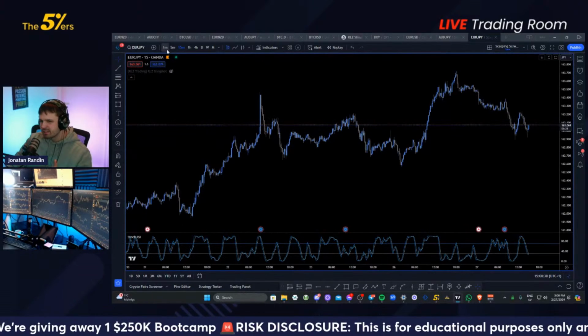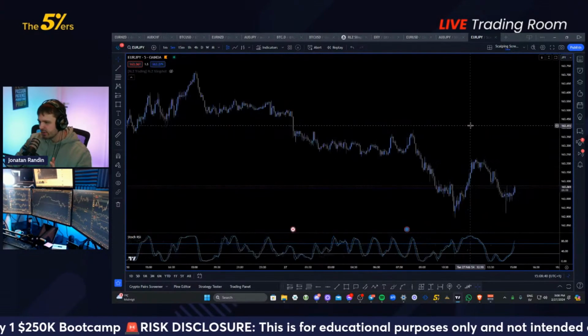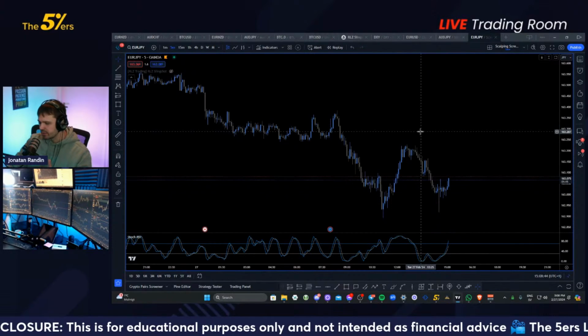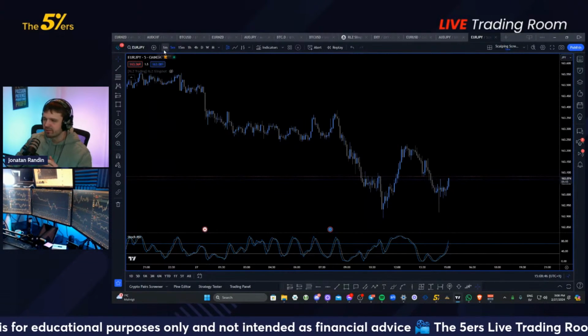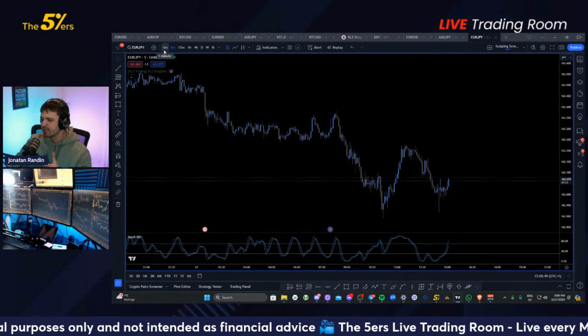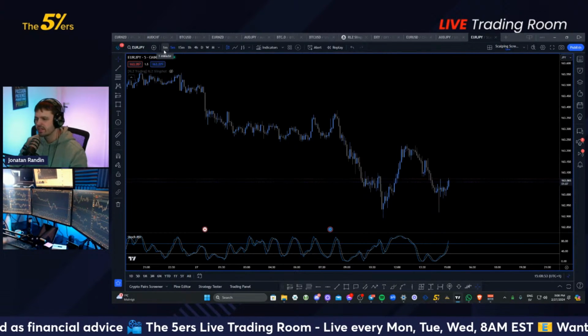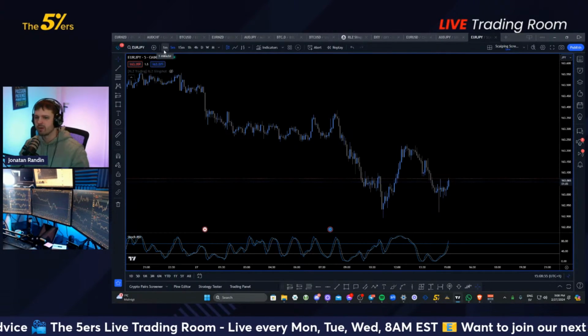And now I'm spending a bit too much time on this. When you spend too much time looking at the screen, looking at one setup, it usually means that you're going to make a mistake. If the setup isn't super clear, if you have to spend more than a couple of minutes to make up your mind, it's a bad setup.